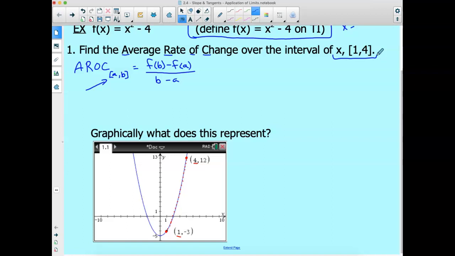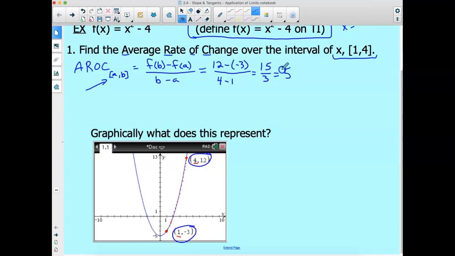So if I found the average rate of change from x equals 1 to x equals 4, I'm taking my ordered pair, this one and this one, and just finding the slope between them. So I'm really just taking 12 minus -3 over 4 minus 1. Well, that gives me 15 over 3. So my average rate of change is 5.